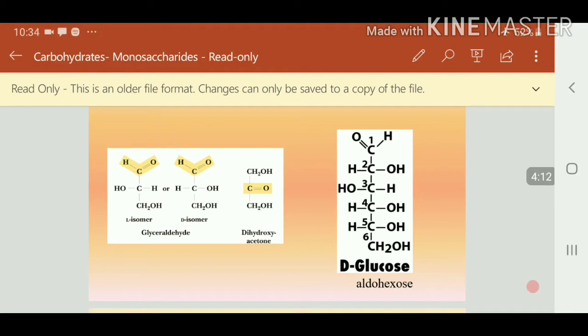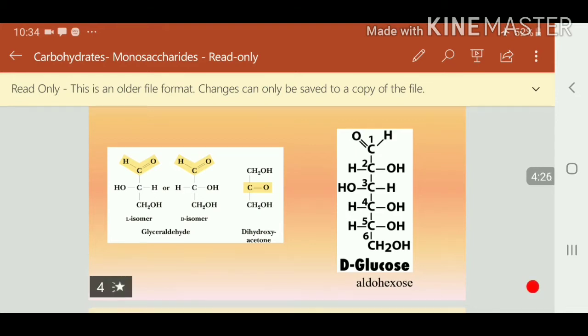You will notice that in glyceraldehyde, carbon atom number 1 is the carbonyl group, carbon atom number 2 is the asymmetric carbon atom, and carbon atom number 3 is CH2OH. If you notice the configuration around carbon atom number 2, when the OH is towards the left, then it is the L isomer, and when the OH is towards the right, then it is the D isomer.